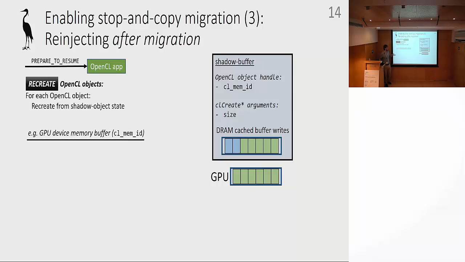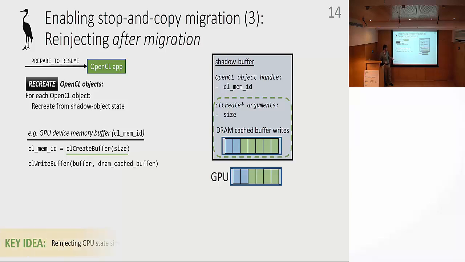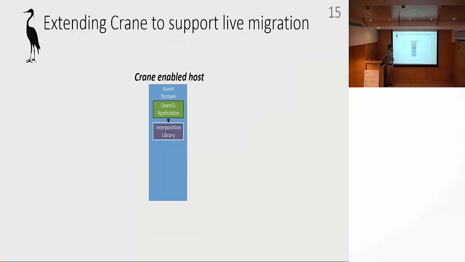So, for example, for a memory buffer, we simply recreate the buffer of a particular size, and then we use the cached DRAM buffer writes to re-inject. The key idea here is that for every OpenCL object type, we simply have to recreate it using the arguments that were stored in the shadow object. Okay, so that's stop and copy migration.